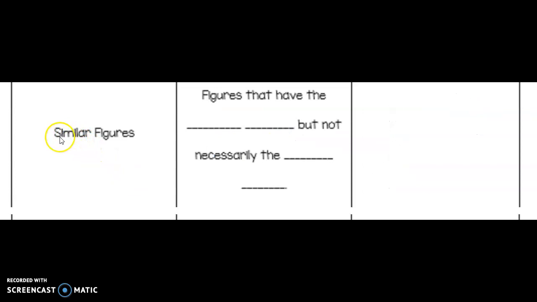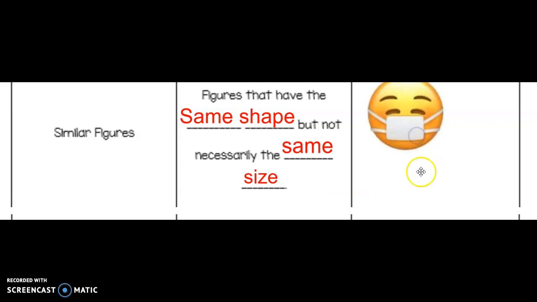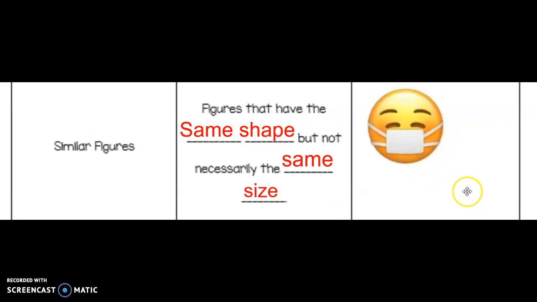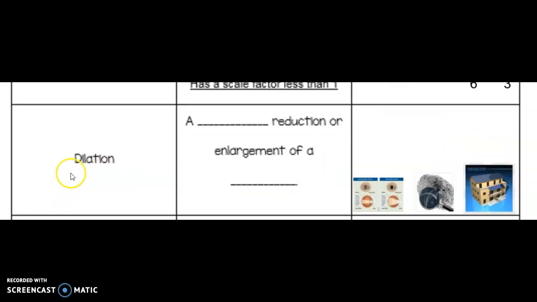Our next vocab word is similar figures. Figures that have the same shape, but not necessarily the same size, are similar figures. So we have this emoji here. A similar figure to this emoji, well, this emoji is the same picture. They are similar, same shape, but they're not the same size. One has been reduced.